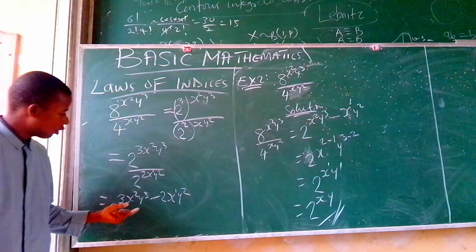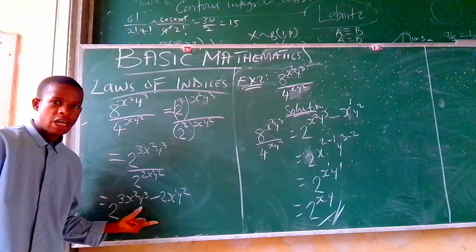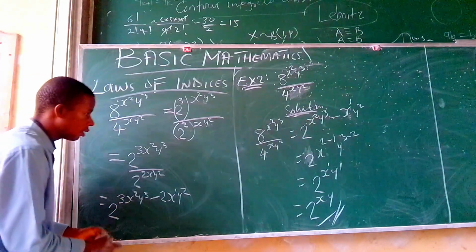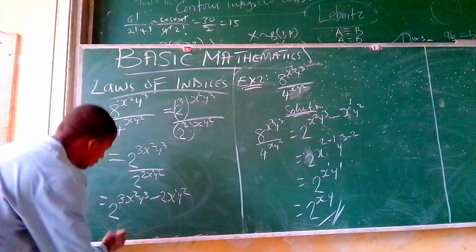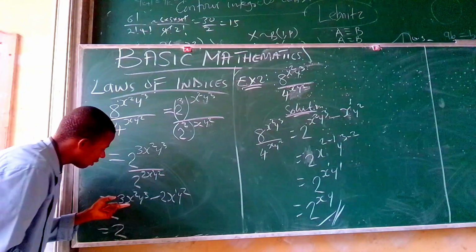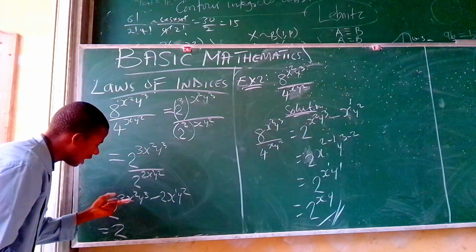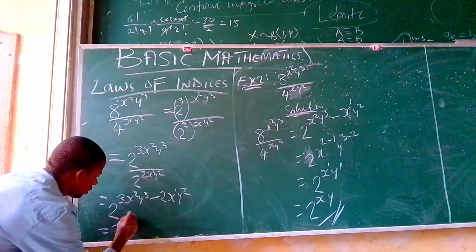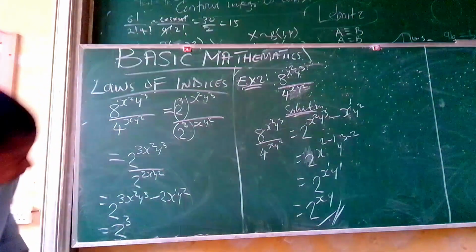At this point in time, we are going to collect like terms and subtract their powers. Now, what we are going to do, we know that this is going to be equal to 2. Now, if you look at this, it is contained by a power of x. So we are going to have 3. Sorry, let me use the other side of the board.